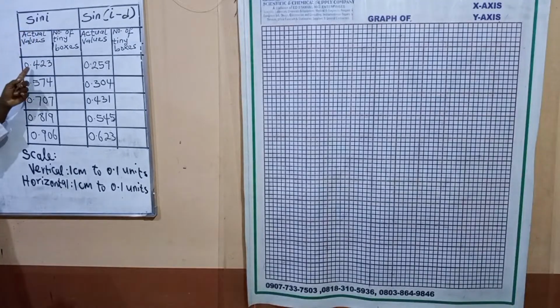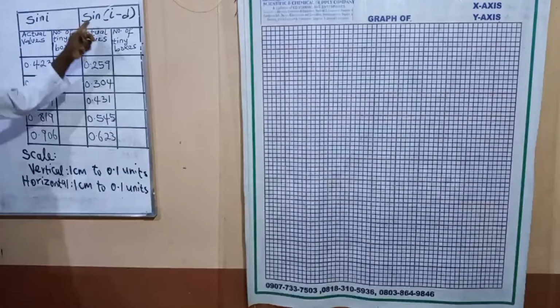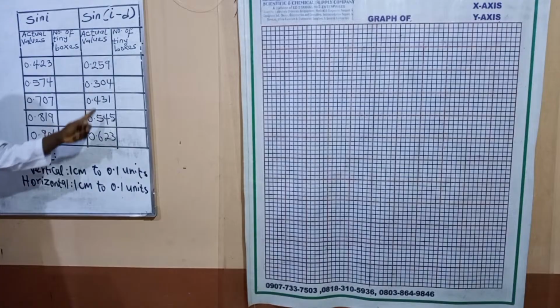Sine i is 0.423. What is i? i is 25. So sine 25, here is 35. Sine 35 is 0.574. Then this is sine 45, this is sine 55, and this is sine 65. So these are the values. Then this is i minus d, the sine of i minus d. These are what we got.